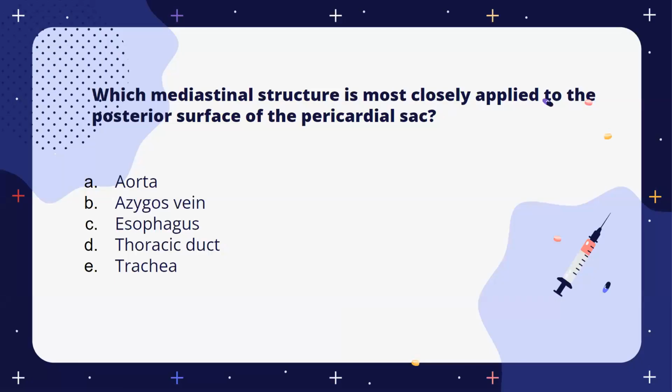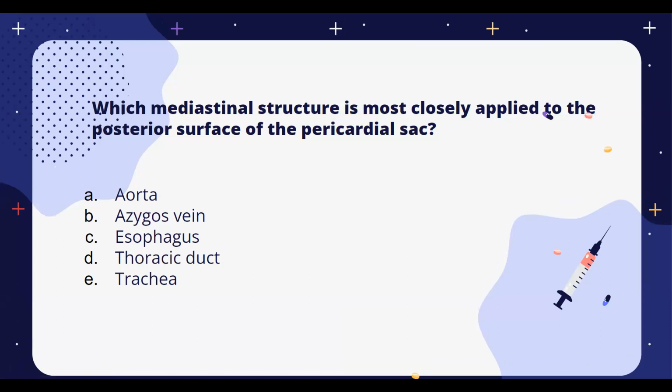Okay, which mediastinal structure is most closely applied to the posterior surface of the pericardial sac? The aorta, the azygos vein, esophagus, thoracic duct, or the trachea? Okay, somebody is saying E. Okay, any other answers? C. Okay. C. Yeah. So you guys are right. It is C. The esophagus.